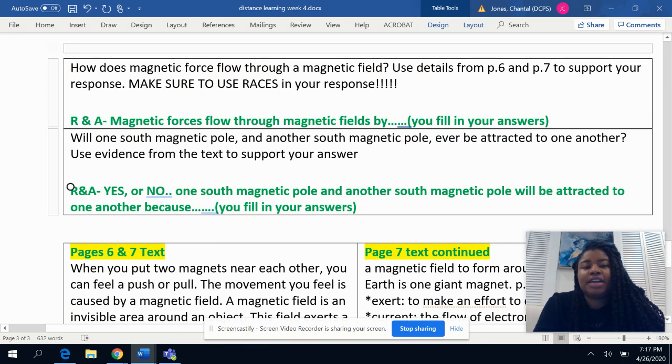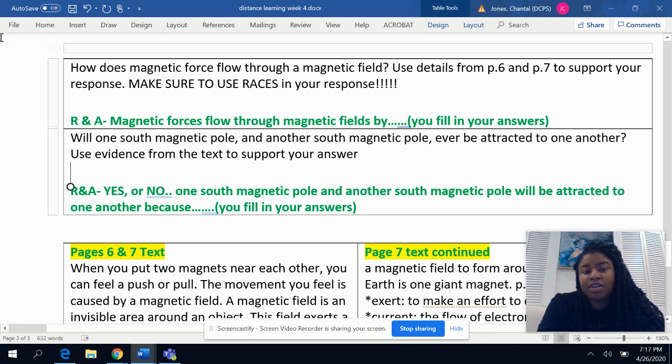How does magnetic force flow through a magnetic field? That was the first question. How does this force, the force that we talked about in the first video, how does it work? How does it flow through a magnetic field? That's basically what you're answering. And then it says use details from page 6 and 7 to support your response. Make sure to use RACE in your response.